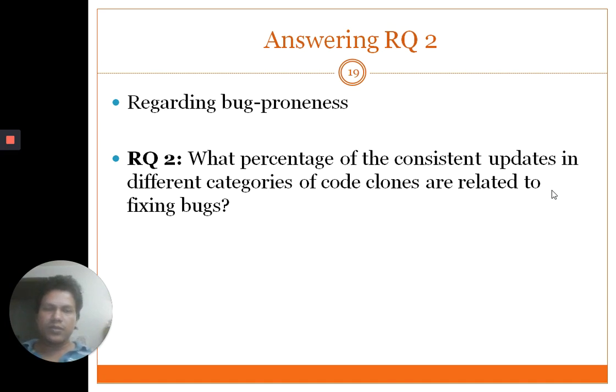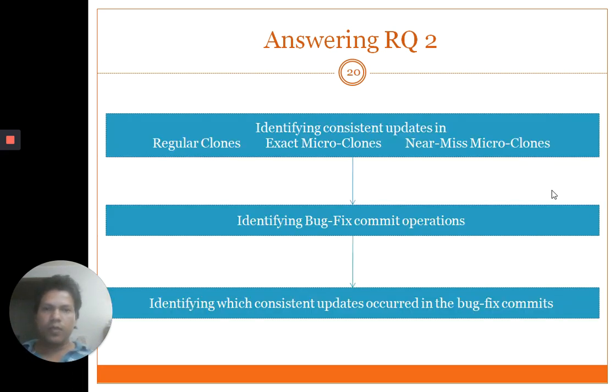Now we answer our second research question regarding the bugfulness of the 3 categories of code clones. So the question is, what percentage of the consistent updates in different categories of code clones are related to fixing bugs? For answering this question, we first identify the consistent updates in 3 clone categories, and then we identify the bugfix commit operations from the entire evolutionary history of our subject systems. And finally, we identify which of the consistent updates occurred in which bugfix commit operations.